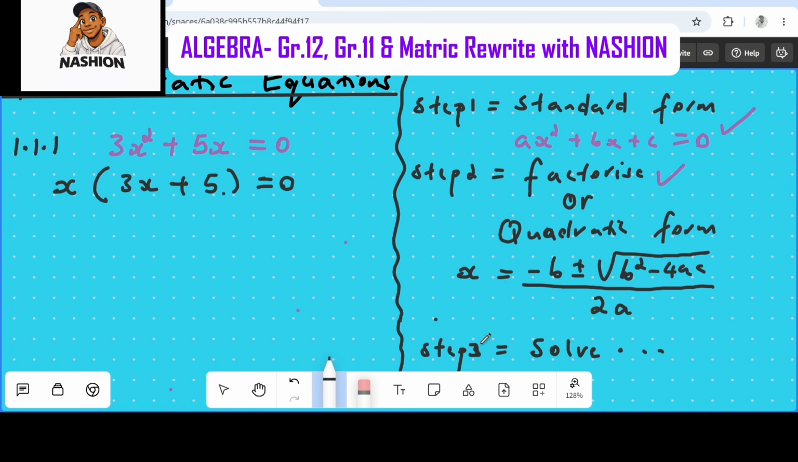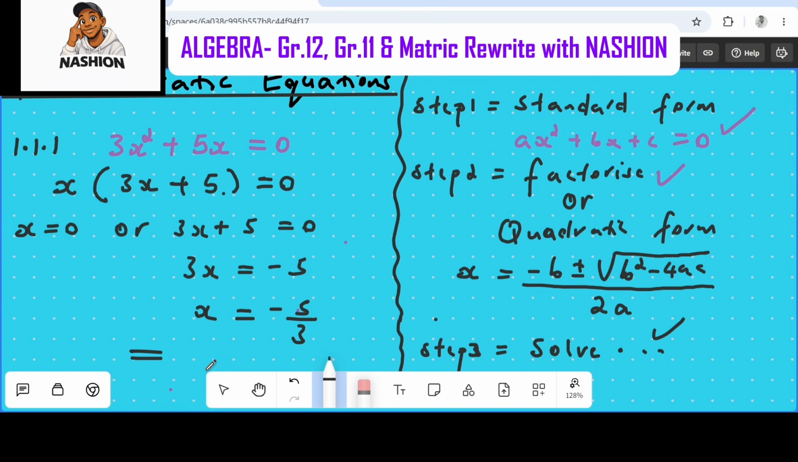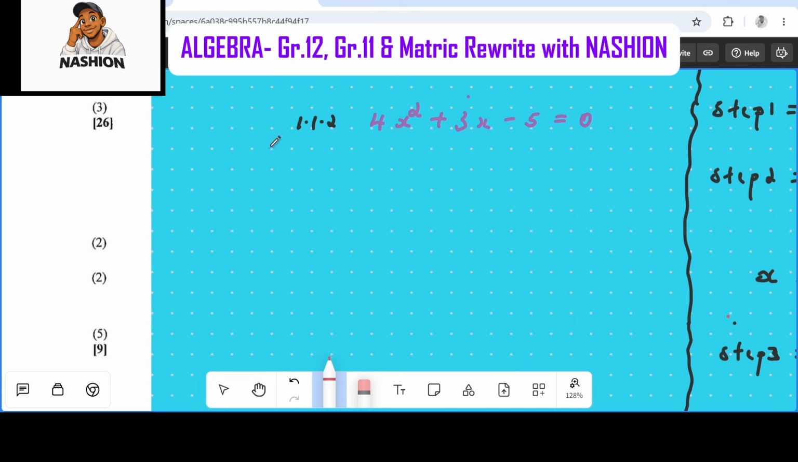So we just factorized. Step 3, we're going to solve completely. So we write x is equal to 0, or 3x plus 5 is equal to 0. 3x, take 5 to the other side, that's negative 5. Divide both sides by 3. We get negative 5 over 3, and checkmate. Next customer, please. Question 1.1.2.